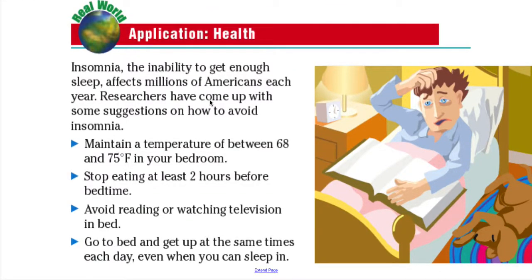Insomnia. Very common problem to some adults. The inability to get enough sleep affects millions of Americans each year. Researchers have come up with some suggestions to avoid insomnia. Maintain a temperature of 68 to 75 degrees in your bedroom. Anything below that, anything above that would not be conducive to sleeping. Stop eating at least 2 hours before bedtime because that'll keep your digestive system working enough to keep you awake.